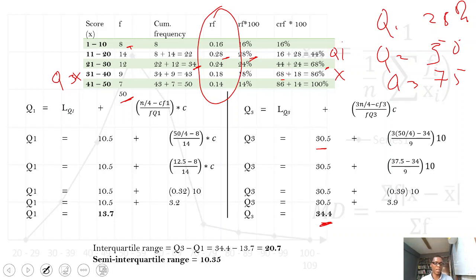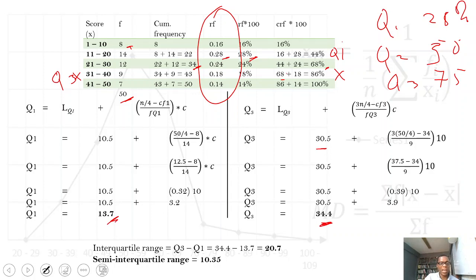So for that reason, we will say that our lower class boundary is 10.5. Add that to 50 divided by 4, and then subtract 8. Where did we get 8? 8 is the cumulative frequency before that class, and then divide that by the frequency for our Q1 class, which is 14 in this case. So when that is done, we will have this answer here, 13.7.